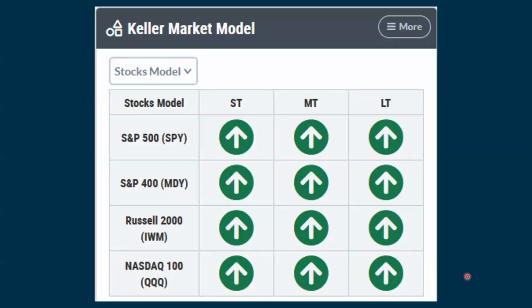And I have another new one that I started including in the daily video. This is put out by David Keller, who's associated with stockcharts.com. He has his own short, intermediate, and long-term model based on the S&P, mid caps, small caps, and the NASDAQ 100. And right now, everything is pointing up.